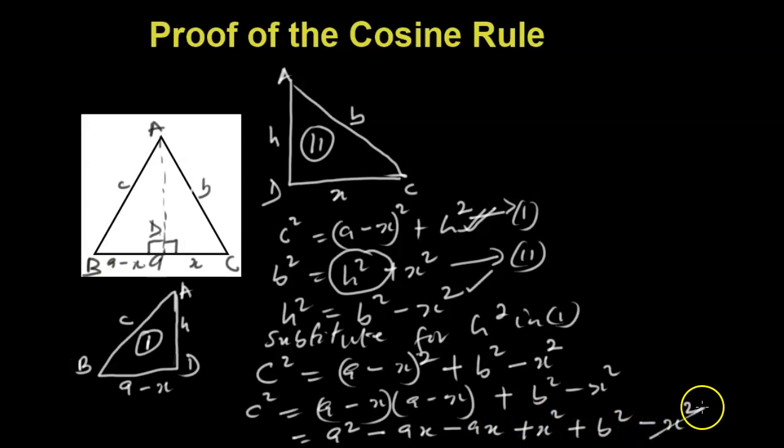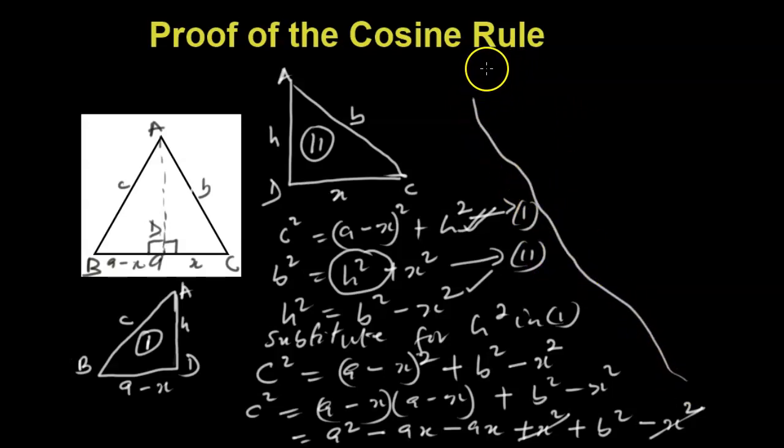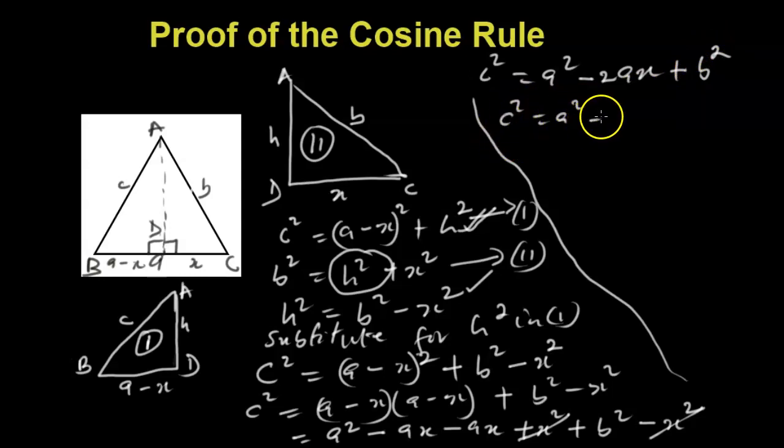Now here we have minus x squared, and here we have plus x squared, so they cancel out. So my c squared is now equal to a squared minus ax minus ax. That's minus 2ax plus b squared. So that my c squared will be equal to a squared plus b squared, rearranging it, minus 2ax.